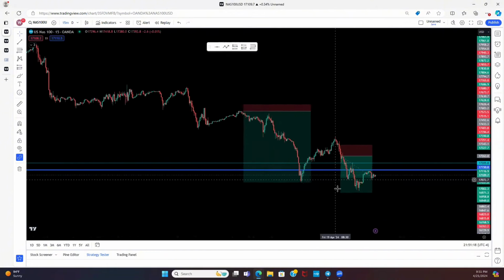So again, this is showing bearish momentum. One, we see way more red candlesticks than green, but we also see what? Lower lows coming into play.